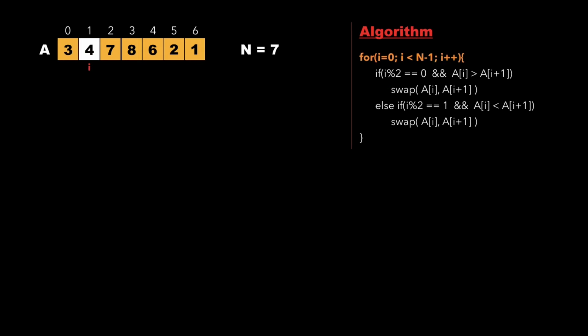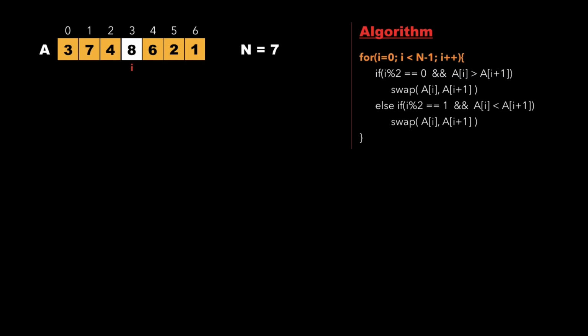Again we check whether i is even or odd. Since i is odd, we check the second condition where A[i] < A[i+1]. And since 4 is less than 7, we swap 4 with 7 and increment i. Now i points to the even index, therefore we check the first condition, which is A[i] > A[i+1]. But since 4 is not greater than 8, we check the second condition where i mod 2 is equal to 1, which means i is odd. But since i is not odd, we simply increment i.